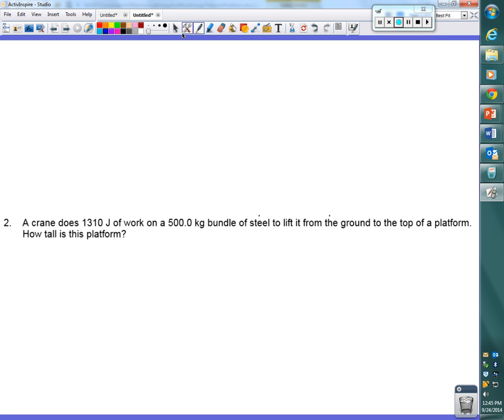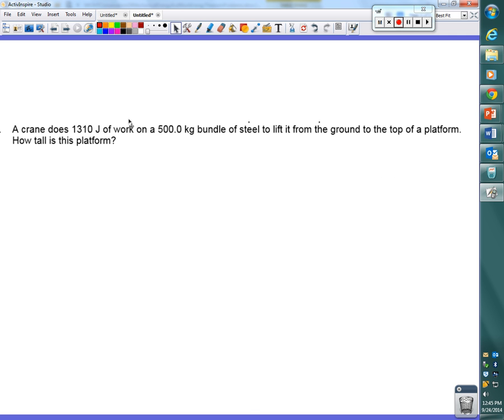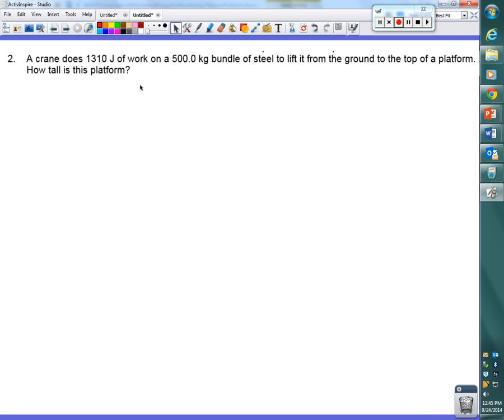Alright, so there's question number 2. And it says, a crane does 1,310 joules of work on a 500 kilogram bundle of steel to lift it from the ground to the top of a platform. How tall is this platform?